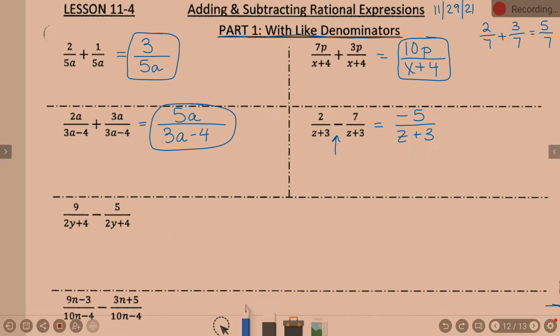If it could simplify, there'd have to be something in common in all the terms. Yeah, so there's a z plus 3.